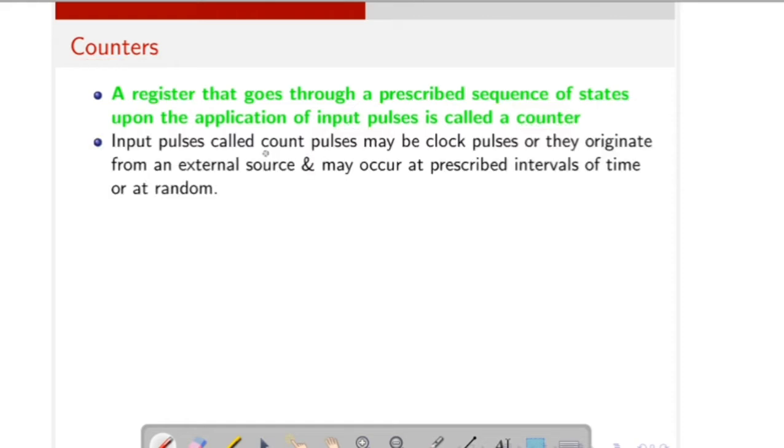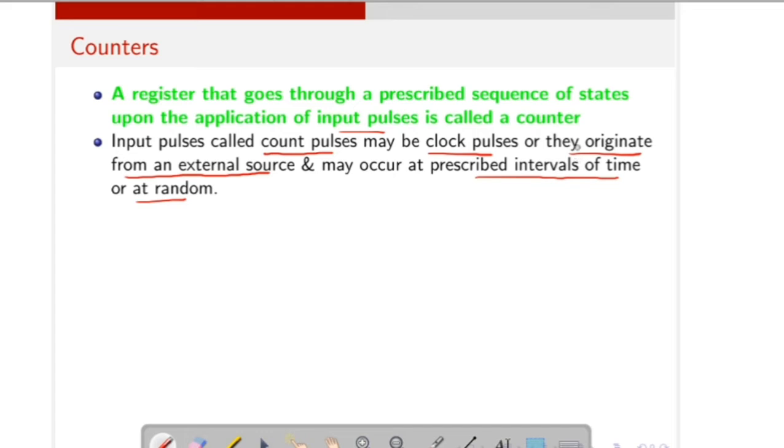Input pulses are also called count pulses. They may be clock pulses, or they may originate from an external source, and they occur at prescribed intervals of time or at random. That means these input pulses may be clock pulses that occur at prescribed intervals of time or at random, or they may be generated from an external source. That means an external source can also act as clock pulses or input pulses that occur at frequent intervals of time.